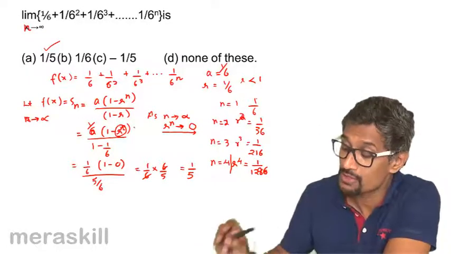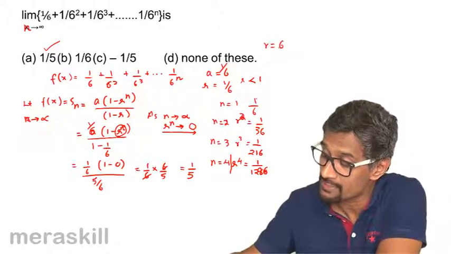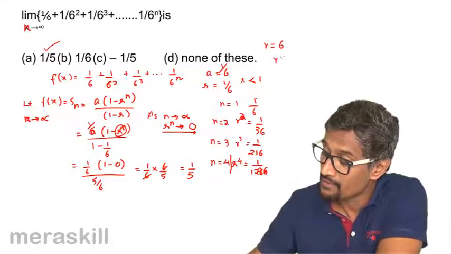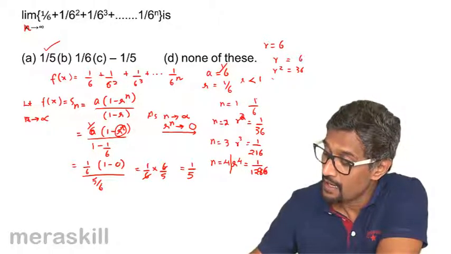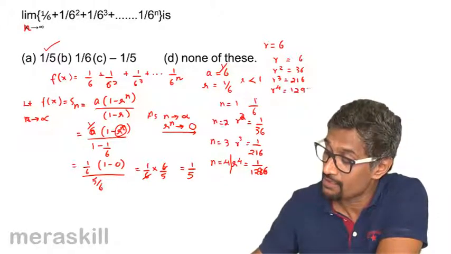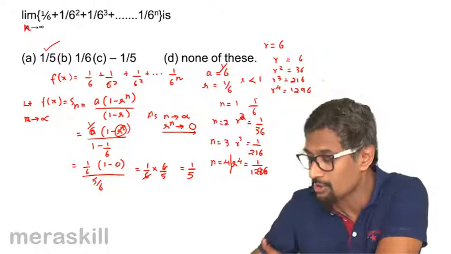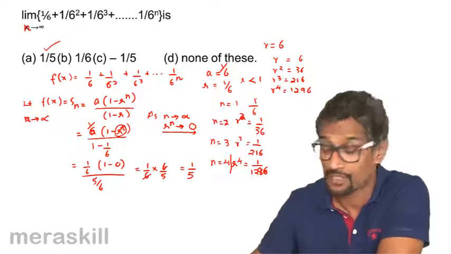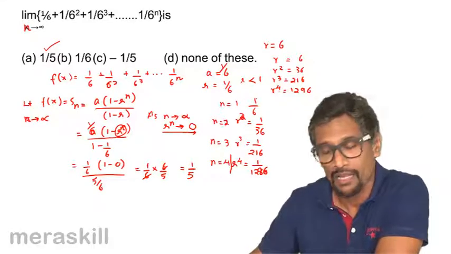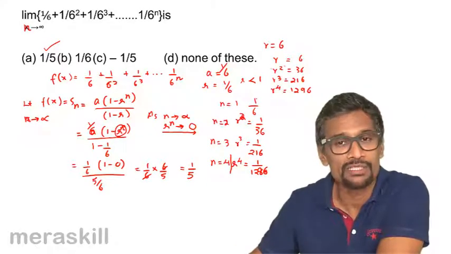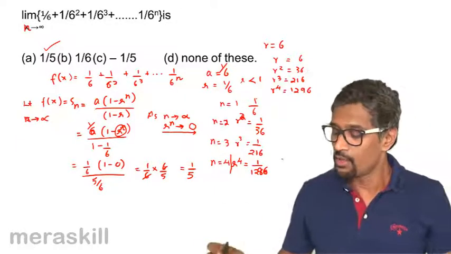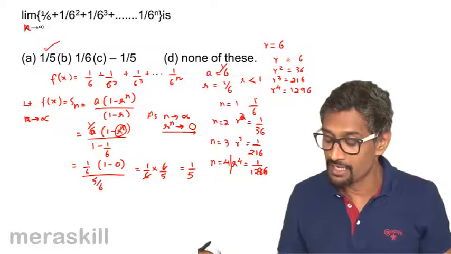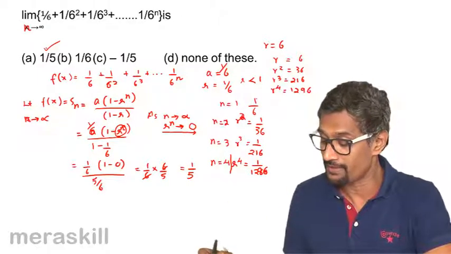Suppose r was equal to 6. In that case, r raised to 1 is 6, r square is 36, r cube is 216, and you find that the value of r raised to n goes on increasing. It will tend to become closer and closer to infinity. But we are dealing with 1 upon r, and hence as n approaches infinity, 1 upon r raised to n approaches 0. So coming back to it, our right option is 1 by 5.